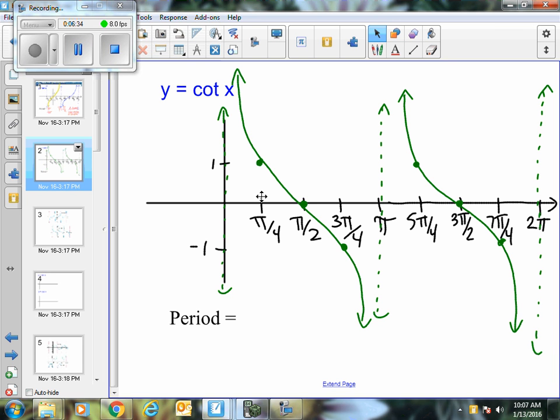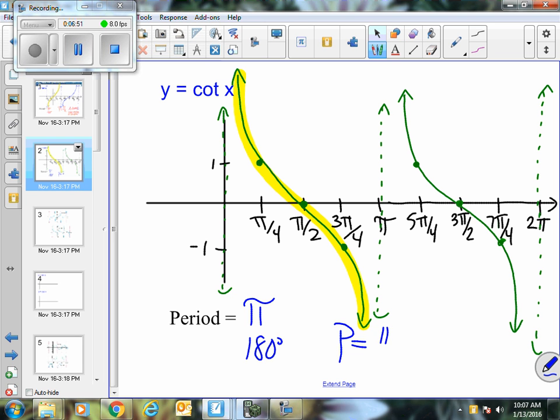So we have this idea of our parent graph then. Before it repeats itself, the easiest one for people usually to pick is the one that goes from 0 up to pi, or 180 degrees. So the period, the length of this graph, again, is pi, or 180. So it's half as long as what sine or cosine was. So the period formula then would be pi over k. And again, for amplitude, we have to say none, but you still can have a stretch or compression.